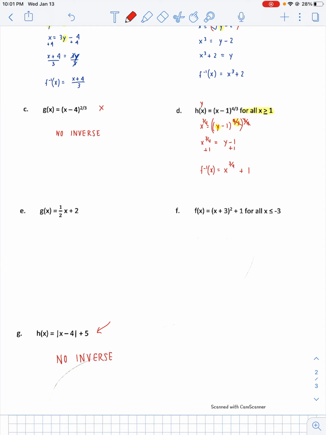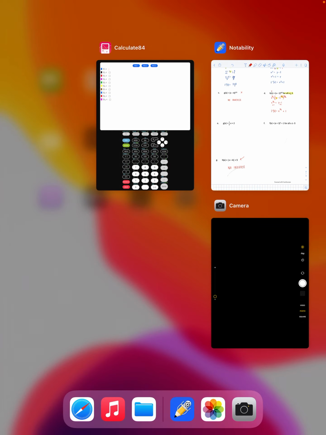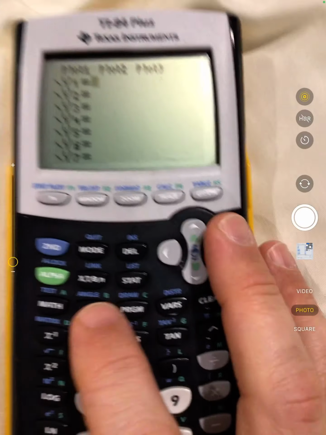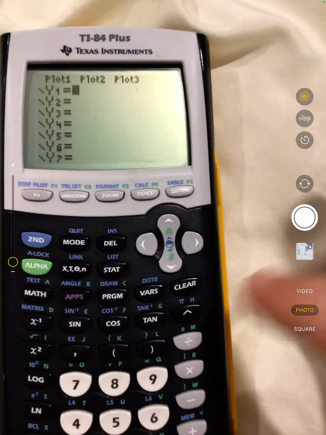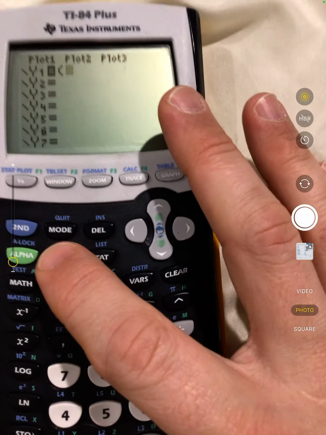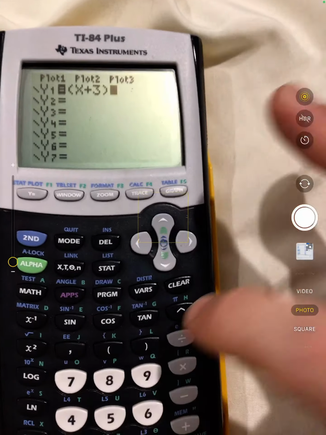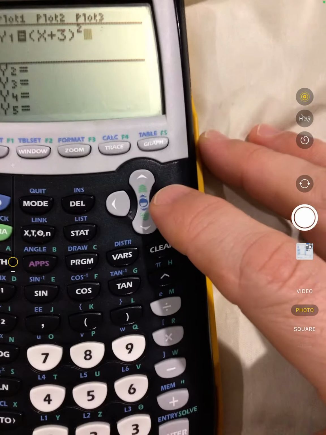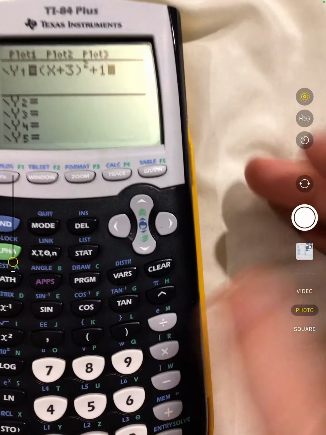But let me finish this off by doing another one where we have to put a condition. So here we go. Let's go back to our graphing calculator real quickly and type this in. We've got open parentheses, x plus 3, close parentheses, squared, plus 1.